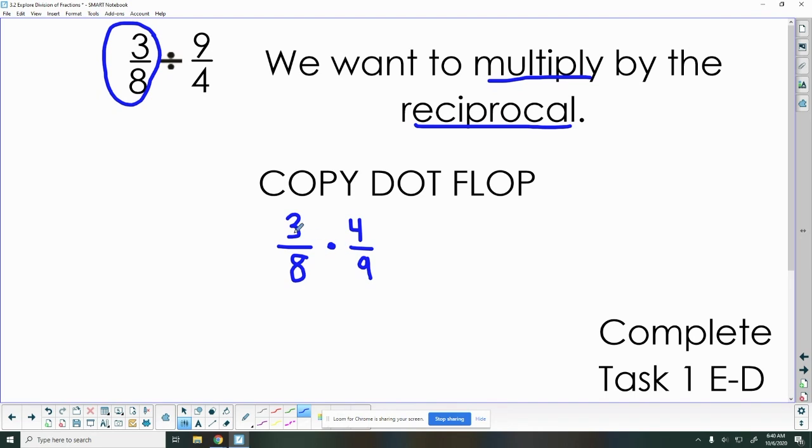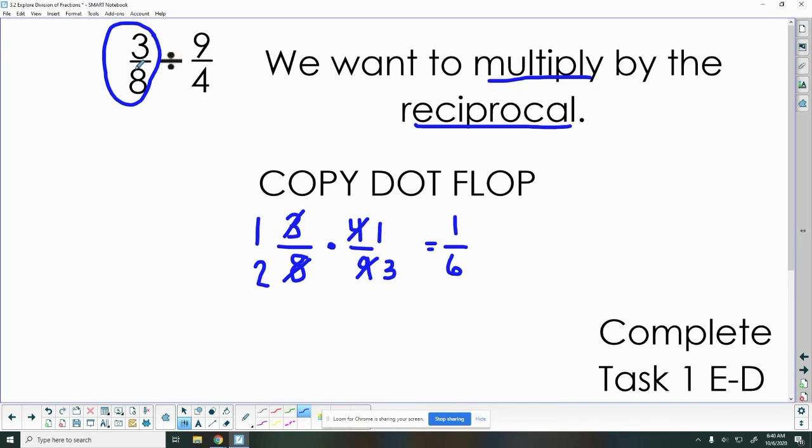4/9. Now, if I look here, I can simplify. 3 and 9 are both divisible by 3. 3 divided by 3 is 1. 9 divided by 3 is 3. I also noticed that 4 and 8 are divisible by 4. 4 divided by 4 is 1. 8 divided by 4 is 2. So I end up with 1 times 1 is 1. 2 times 3 is 6.